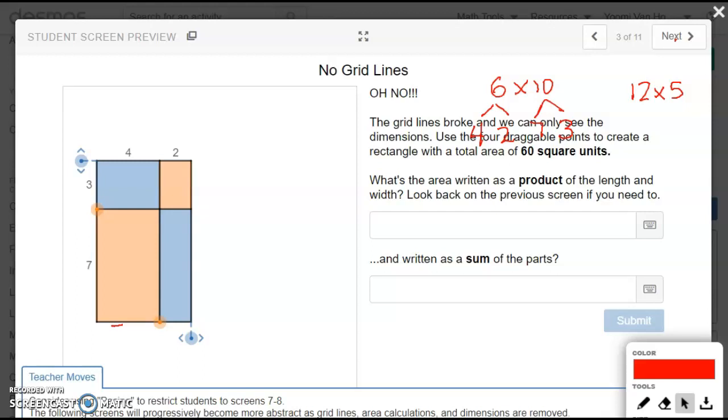Now look at the area as a product of the length and width. What is the length? That's going to be 4 plus 2. What about the width? Width was 3 plus 7.